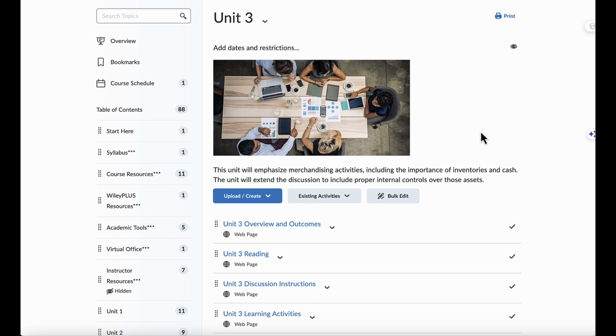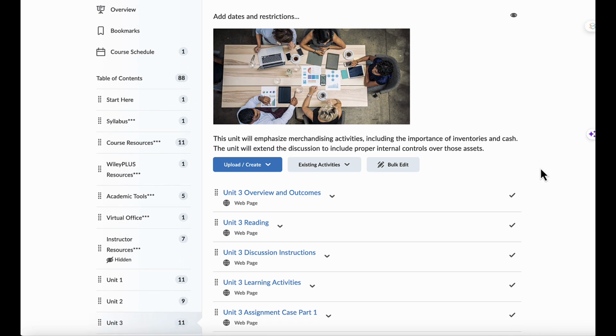Welcome to Unit 3. This unit will emphasize merchandising activities, including the importance of inventories and cash. The unit will extend this discussion to include internal controls over those assets. Let's start with our Unit 3 overview and outcomes.